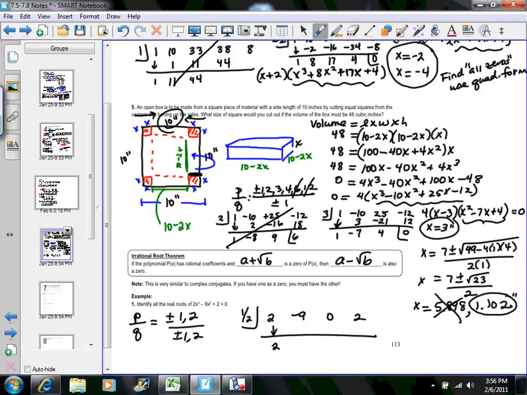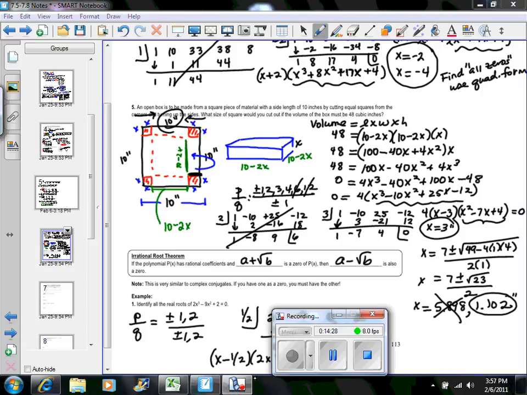One-half times 2 is 1. Add straight down and get negative 8. 1/2 times negative 8 is negative 4. Add straight down and get negative 4. 1/2 times negative 4 is negative 2. Add straight down and get 0. So 1/2 does work. So it's x minus 1/2 times 2x squared minus 8x minus 4.